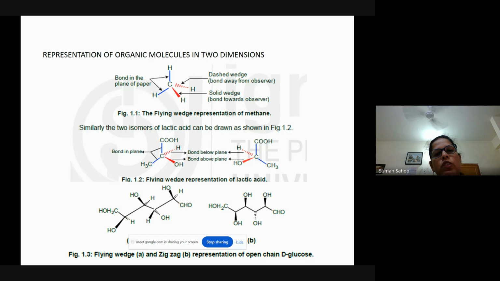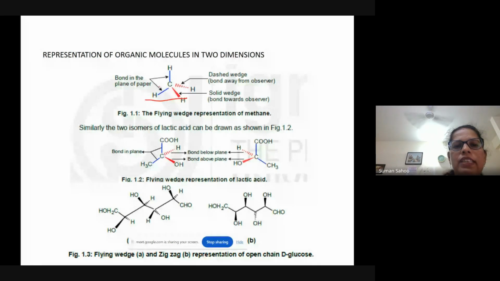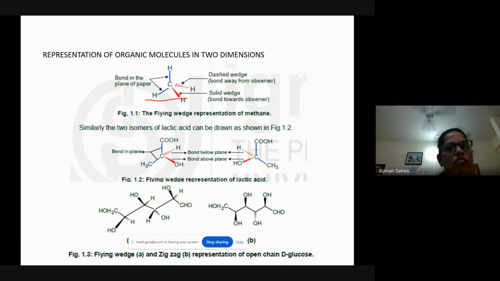So before going further to your configurational and conformational isomers, let's see how these organic molecules are represented. We know that carbon is tetrahedral, that means it is a 3-dimensional molecule. But how do we represent it in 2 dimensions, that is, in the plane of a paper? There are many representations. One is your flying wedge representation, in which the plain blue lines are in the plane of the paper, the solid wedge line is the bond towards the observer, and the dashed wedge is the bond away from the observer.